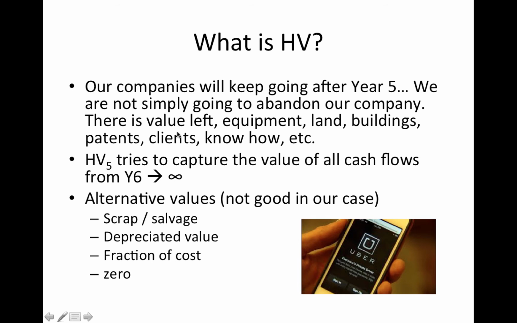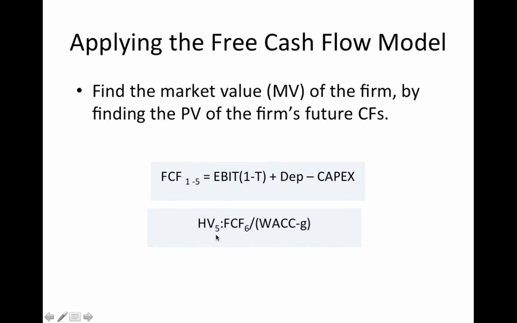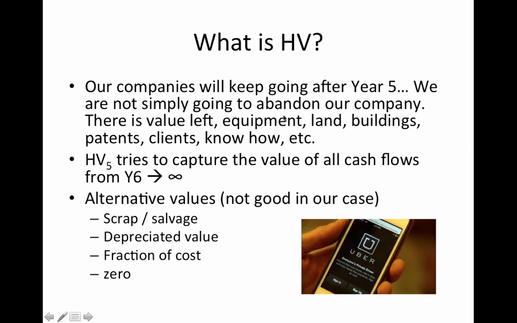And a word on horizon value. This horizon value represents the fact that we're simply not going to abandon our company when year 5 comes in. We're not just going to drop it. There's always going to be value left. There's going to be equipment, land, buildings, patents, clients, know-how, a number of things. So this HV tries to capture the value of all cash flows that are going to happen from year 6 to infinity. Instead of using HV, we could have something else.